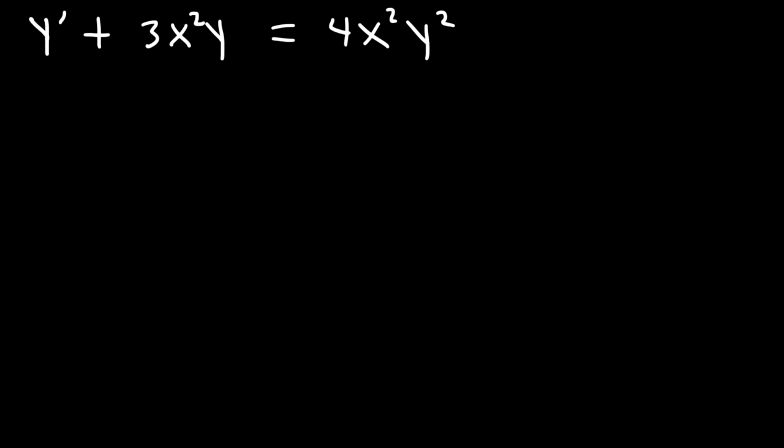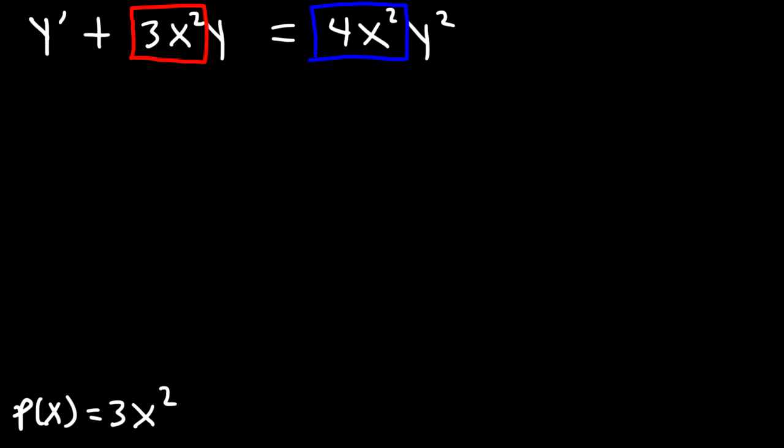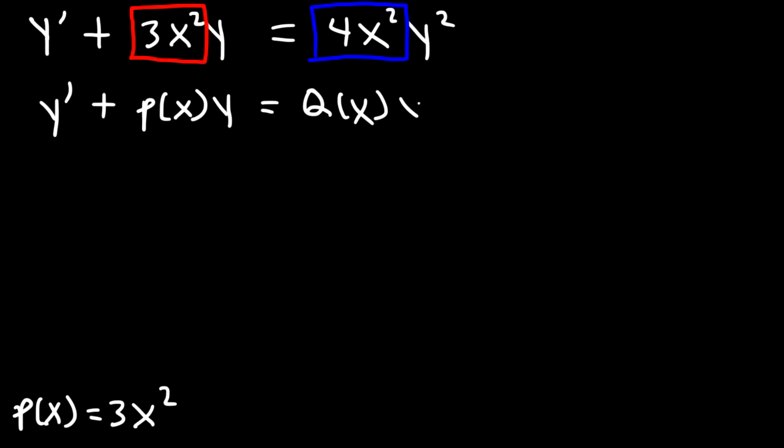So first, we need to identify p of x and q of x. P of x is everything in front of y in terms of x. So let's write that at the bottom. So p of x is 3x squared, and q of x is right here. Keep in mind, the standard form is y prime plus p of x y, and that's equal to q of x times y to the n. So we can clearly see that q of x is 4x squared in this example. And then we need to get n as well. So we can see that n is 2.